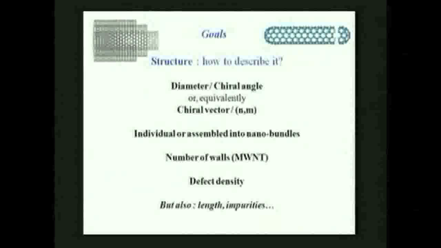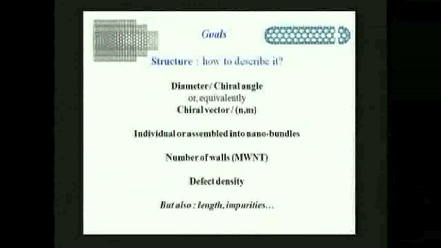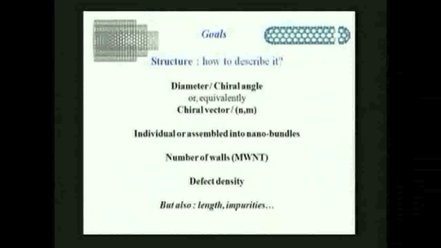Then, when you want to describe the structure of nanotubes in a sample, you also have to specify whether they are individual or if they are assembled into nanobundles. When multi-wall nanotubes are concerned, you have to specify the number of walls. If you want to go into more detail, you have to define the defect density. And then you can also define the lengths, the impurities, etc.